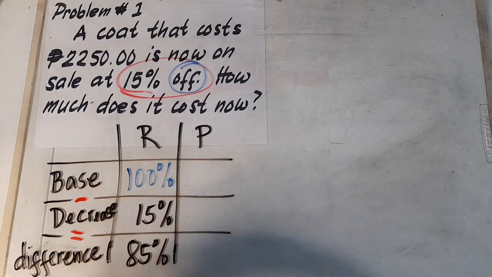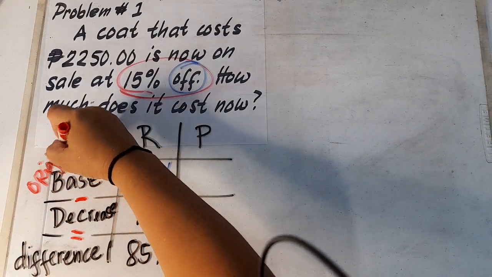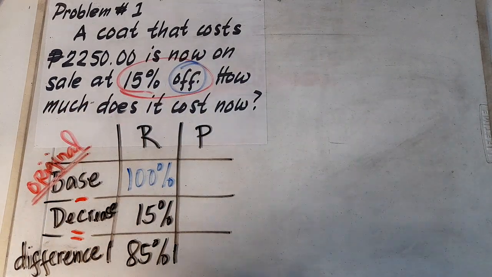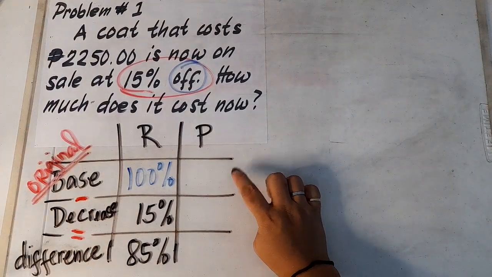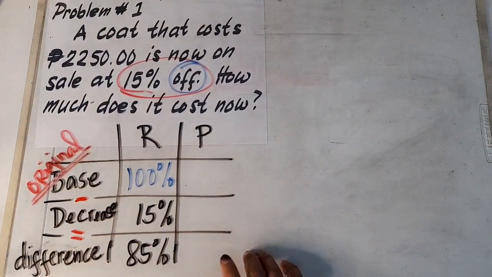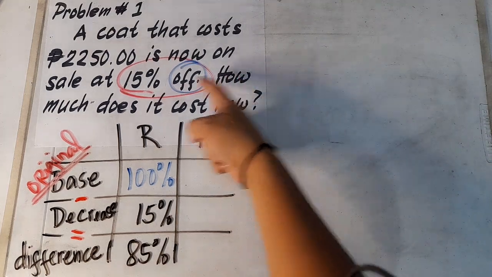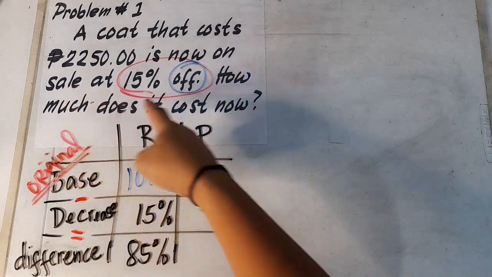Take note, ang base ay original price. Okay? Original ang base. Now, saan natin ilalagay yung 2,250? Is it sa base or dun sa decrease or dun sa difference? Tignan natin yung tanong. Okay? Ang sinabi dyan, how much does it cost now? Okay, how much does it cost now?